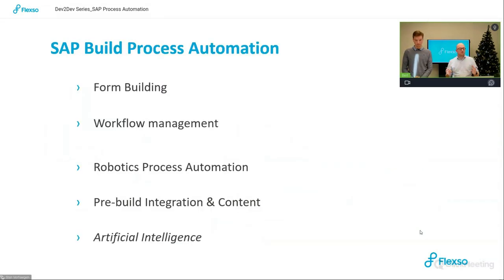And then we used different parts of SAP Build Process Automation. So we used the form building, which was really easy for end users like me. The workflow management, also making sure that you have those parallel items, that you have all the different steps, that you know the difference between a parallel and a serial step. We used robotic process automation using the record function on an SAP environment, also very easy. What we didn't really use yet are those pre-built integrations and context and the artificial intelligence.